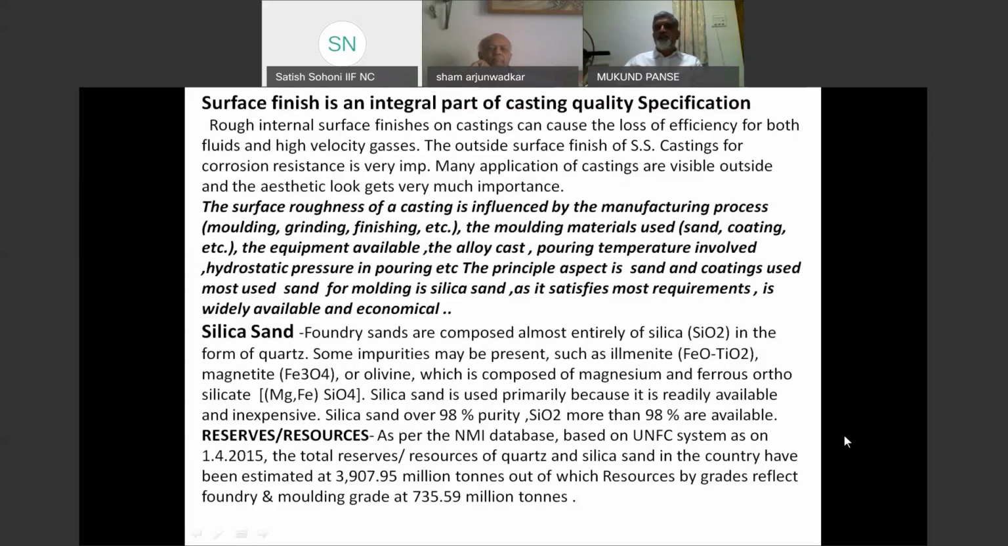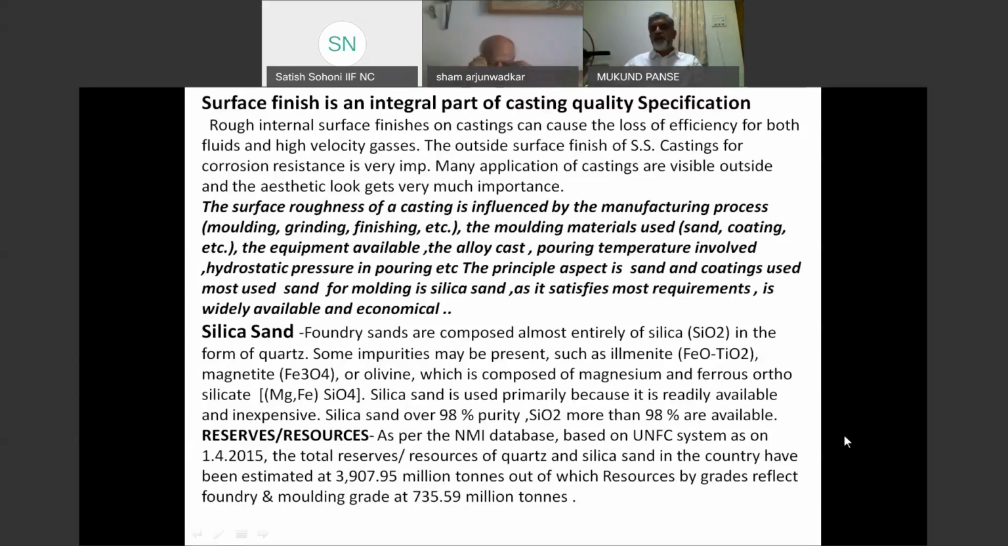Also, the surface finish of stainless steel casting is very important for corrosion characteristics. To increase the corrosion resistance, even in stainless steel casting, you do acid treatment on the surface. So even a small unevenness can reduce the corrosion resistance of the product. The surface roughness of a casting is influenced basically by the sand you use, the molding process you use, the pouring temperatures, and the hydrostatic pressure in the pouring.